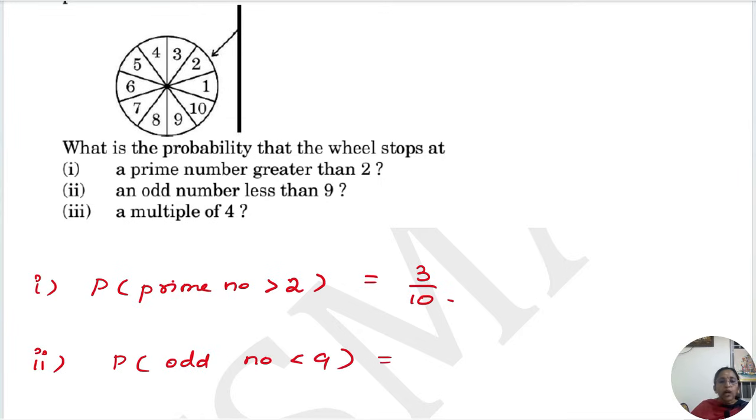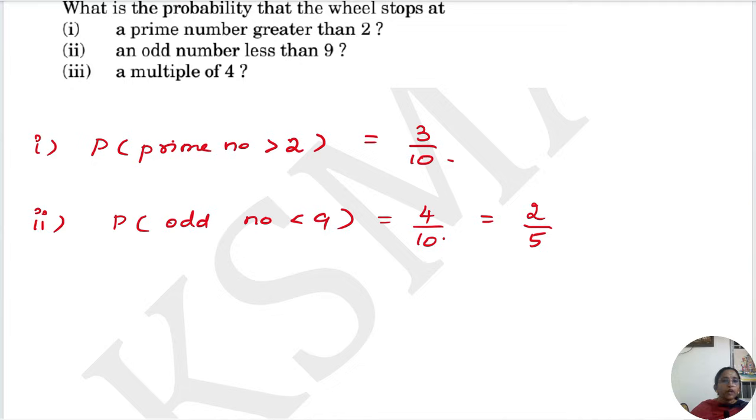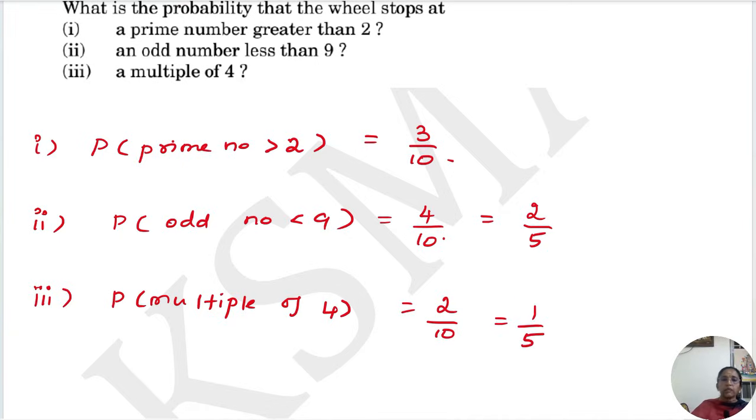For the second subdivision, the probability of an odd number less than 9. The odd numbers are 1, 3, 5, 7, only 4 numbers. So 4 over 10. On reduction, this is 2 by 5. And for the third subdivision, a multiple of 4. We have only 2 data, 4 and 8. So 2 divided by 10, which is equal to 1 by 5.